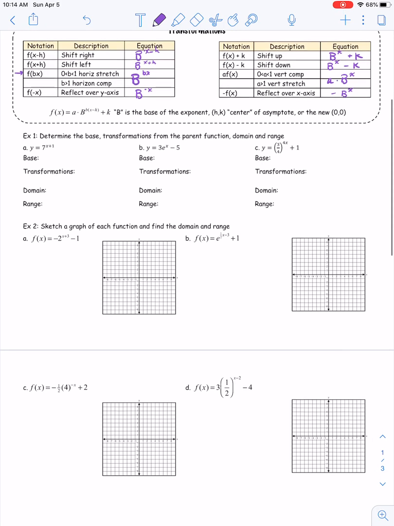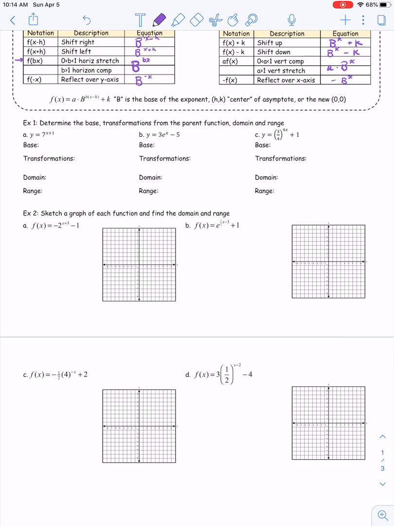Before we start graphing, I just want to make sure that we can determine what our base is and what our transformations are from this parent function, and then write down the domain and the range. So in example 1, part A, we have y equals 7 raised to the x plus 1 power. What is your base? What is being raised to a power? 7. That is not the a value. That is not a vertical stretch or compression. Okay, our base here is 7.